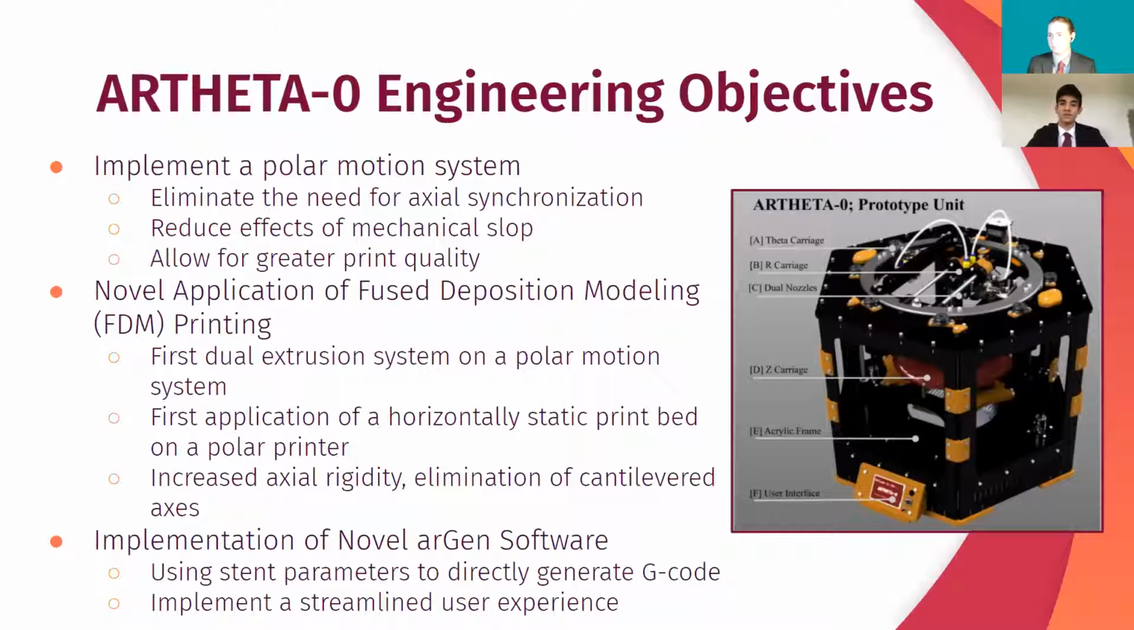What we're saying is that this is a completely novel application of FDM, or fused deposition modeling, printing. Firstly, it is the first time that a dual extrusion system has been implemented on a polar motion system for 3D printing. Also, it is the first time that there's been a horizontally static print bed on a polar 3D printer. Now, this causes an extremely increased axial rigidity and the complete elimination of cantilevered axes, the way we've developed it. And then we have dual extrusion, which helps print complex stent designs, and the static print bed, the elimination of cantilevered axes and axial rigidity, which help increase accuracy and precision of the print to a point that could not be previously achieved with polar 3D printing.